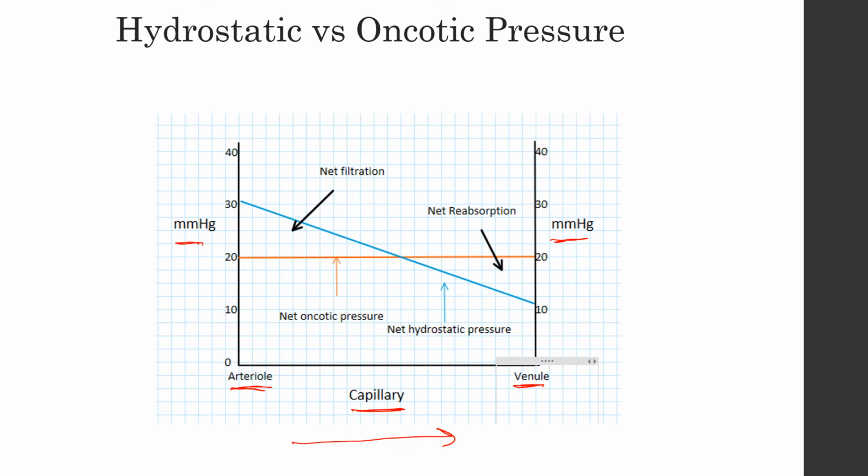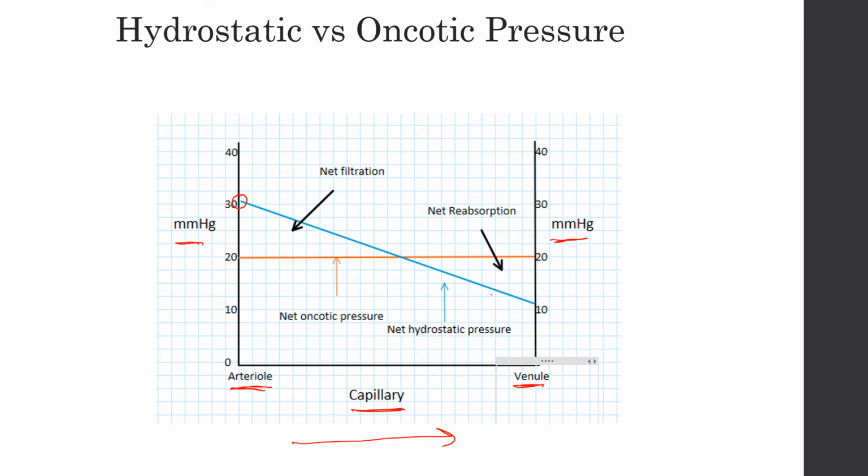So let's use those same numbers. If we look at the hydrostatic pressures, remember it was about 30 millimeters of mercury on the arterial side in the capillary, and about -3 millimeters of mercury in the interstitial space, so it was approximately 33, give or take. I didn't draw it exactly at 33, but that's why I drew the net hydrostatic pressure on the arterial end to be approximately around 30.